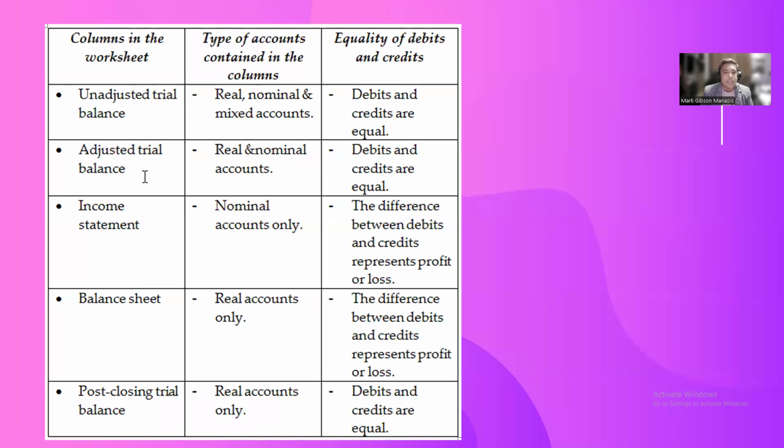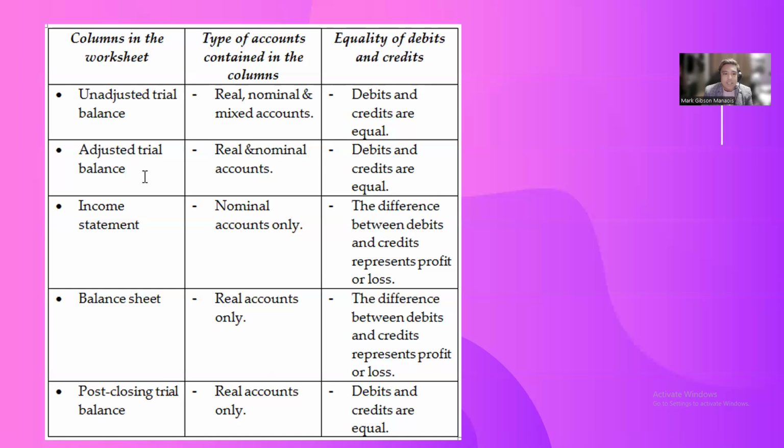For the unadjusted trial balance, what are the different types of accounts contained in the columns? We have real, nominal, and mixed. Let's step back here. For the unadjusted trial balance, as you know, we have real accounts, or those accounts that we can find in our balance sheet, or these are the books of permanent entries. And then we have nominal accounts, or the temporary accounts, which are found in your income statement.